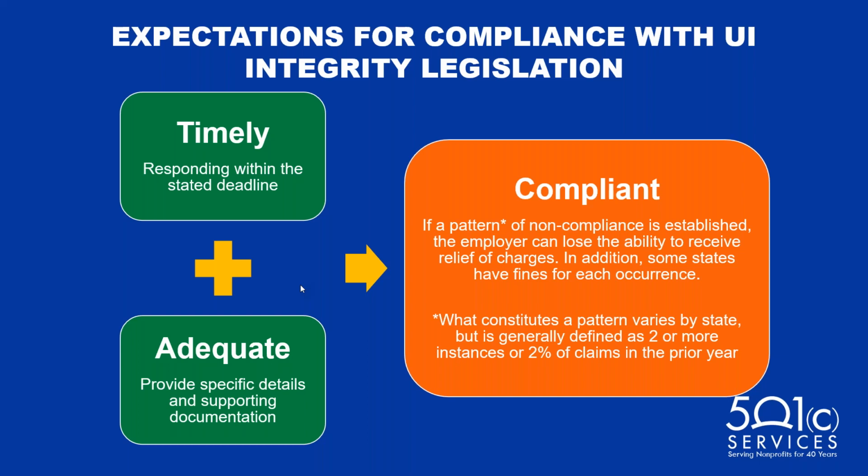So these new regulations stipulated that state unemployment agencies had to prohibit relieving employers of charges to their account when both of the following conditions existed. So if unemployment benefits were paid improperly due to the employer's failure to respond timely or adequately to the state's request for information to the claim, and if the employer has a pattern of failing to respond timely and adequately. So let's talk about these 3 things: adequacy, timeliness, and what constitutes a pattern.